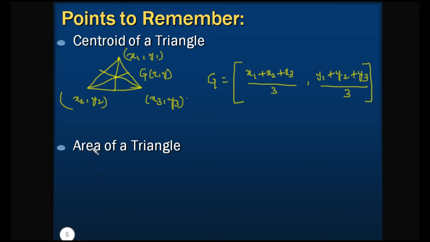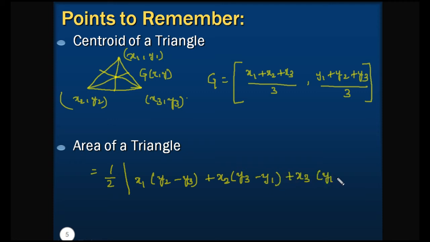Now let's see how to calculate the area of a triangle if three vertices are given as x1 y1, x2 y2 and x3 y3. It is 1 by 2 into the modulus of x1 into (y2 minus y3) plus x2 into (y3 minus y1) plus x3 into (y1 minus y2). As the area cannot be negative, we take the modulus. In the next session, we'll discuss some more questions based on straight line forms of equation.